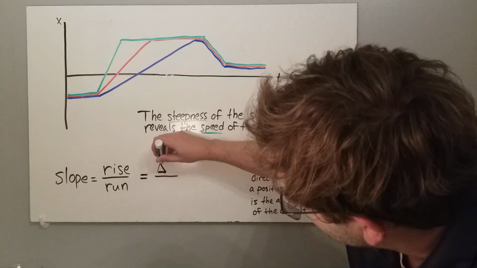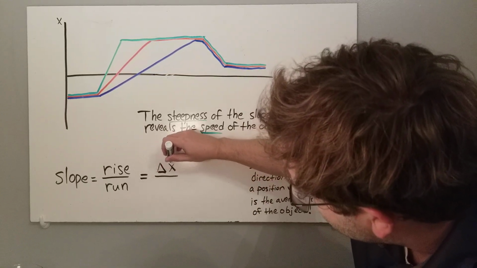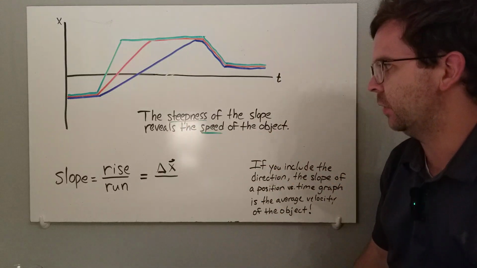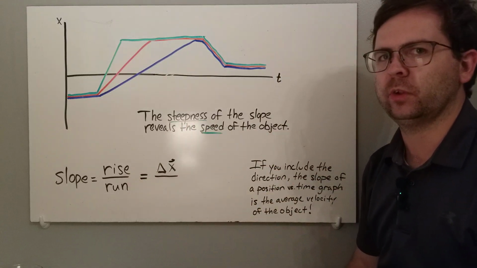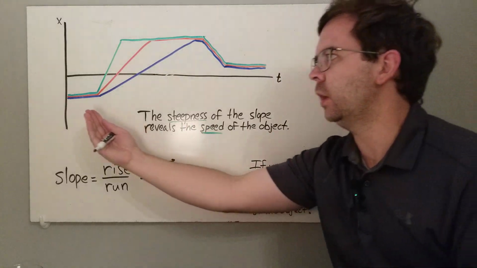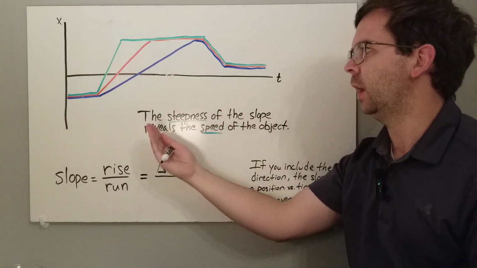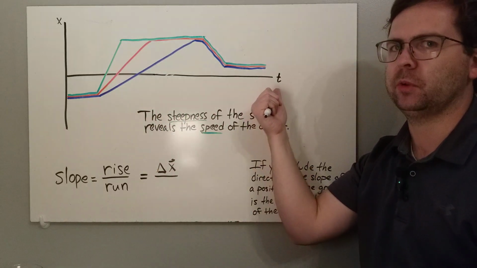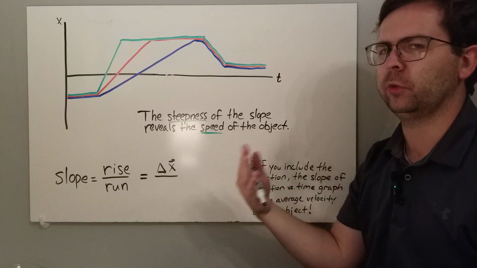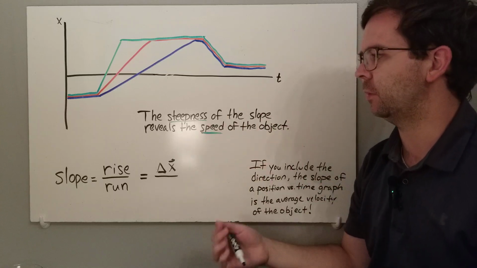Change in position is delta x, and we're including the direction here. So delta x is the rise, or the change in position. The run is how much you go across, left and right, and that's represented by the change in the time, which we always measure as how much time has passed.